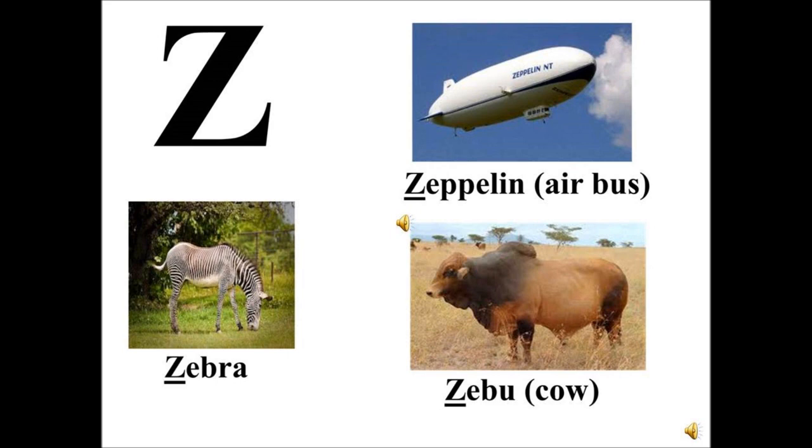We have a zebra. We have a zebu, which is in the family of cows, actually. It's a cow. And we have a picture of a zeppelin. A zeppelin is an airship. It flies, and you'll see them in the air sometimes when you look up. These are Z words.